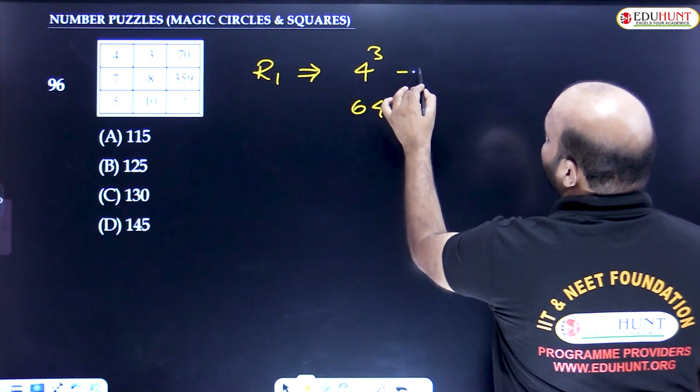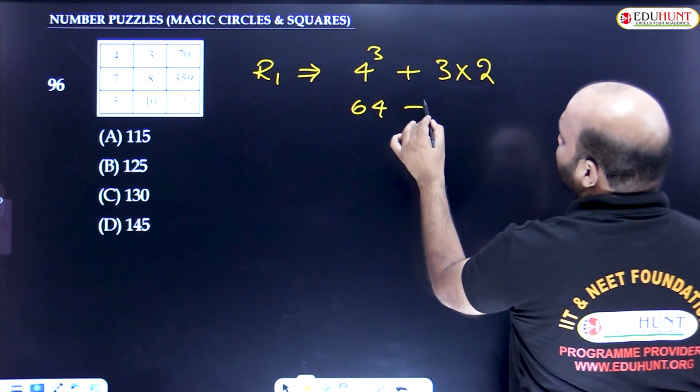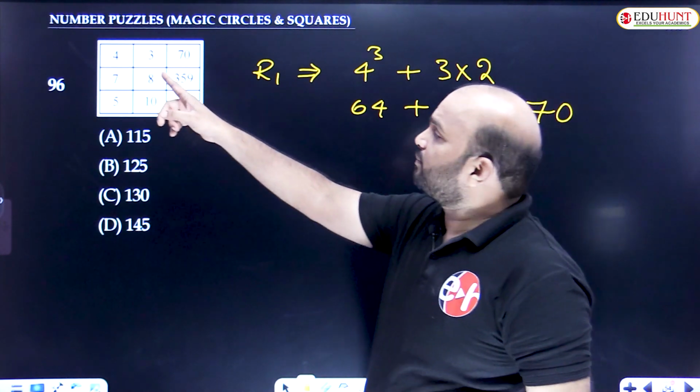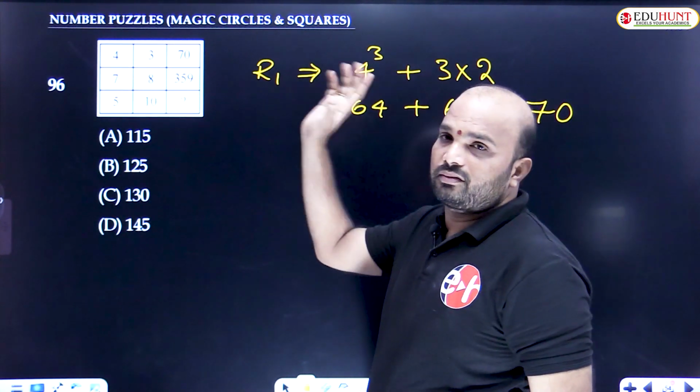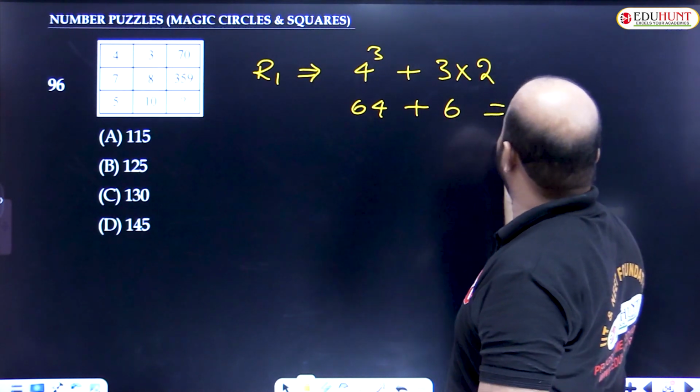Again, we have to add a double of the second number. So, 3 into 2, 6. So, it is total 70. How will we get 70? For the first number you should follow the cubic value. So, cube of the first number and double of the second number. The total sum equals 70.